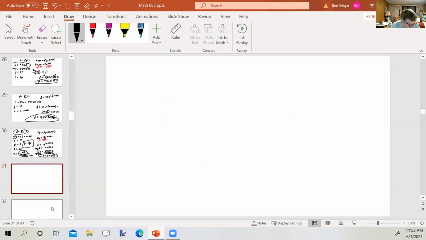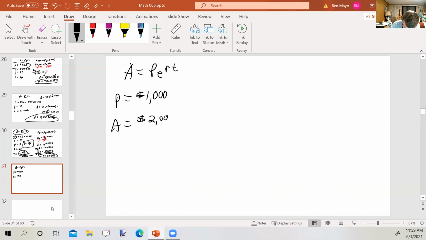It says doubling money. How long will it take $1,000 to double if it is invested at an annual rate of 5% compounded continuously? So again, we're going to use that formula. Let's see, what do we know? We know that the starting amount is $1,000. How long will it take $1,000 to double? Oh, so the ending amount is going to be $2,000. If it is invested at an annual rate of 5%, 0.05, compounded continuously. So how long is it going to take?